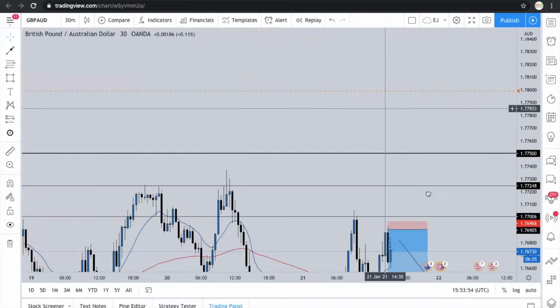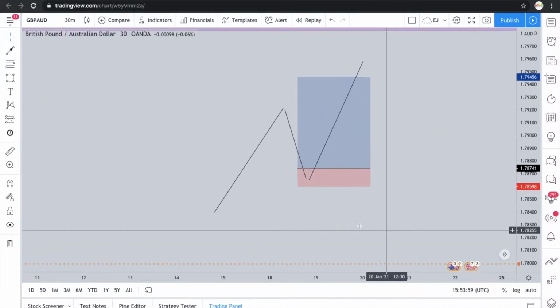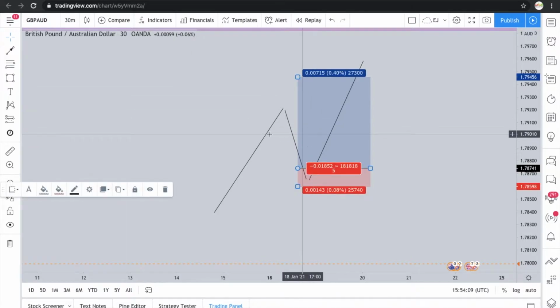Basically, how to use the risk to reward tool on TradingView: you just want to come over to the left hand side and click this little button, and then you'll be found with long position or short position. Long is for buys, short is for sells. You just want to click it and then place it here.